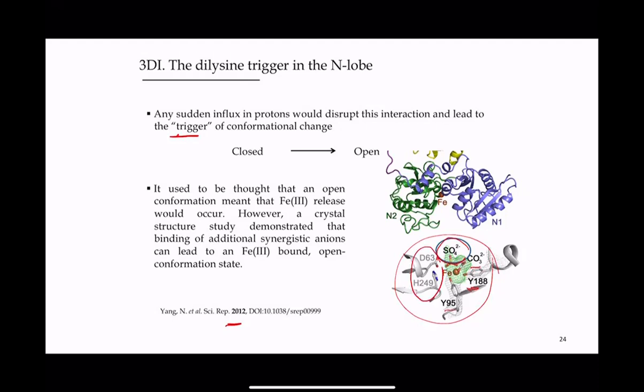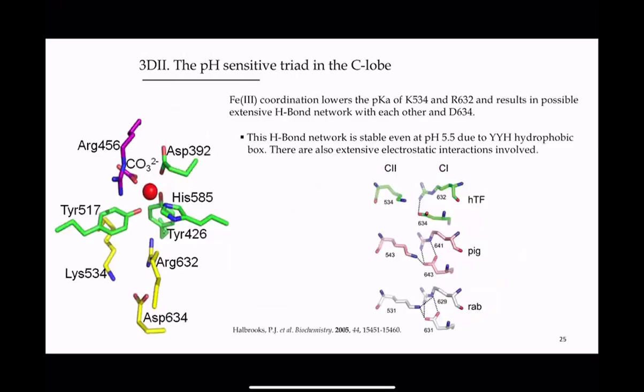So this idea of just pumping in protons is not necessarily the sole thing as to releasing that metal. There are going to be other factors involved. And it could be something like chelation playing a role in terms of removing the metal. All right, so let's look at the C lobe, and we're going to see something similar, not identical, but similar.